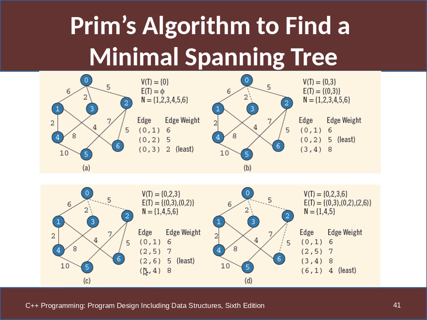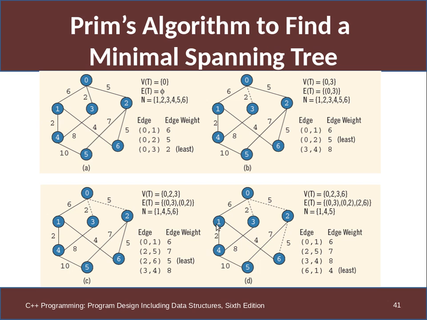Then you look at each possible edge: 0 to 1, 2 to 5, sorry, 2 to 6, and 3 to 4. And the least is now 2 to 6. So we're going to select this one. And what do we have? So the vertices now are 0, 2, 3, and 6. We've added that edge 2 to 6. That was our selection over here. The nodes left are 1, 4, and 5 because we selected 6.